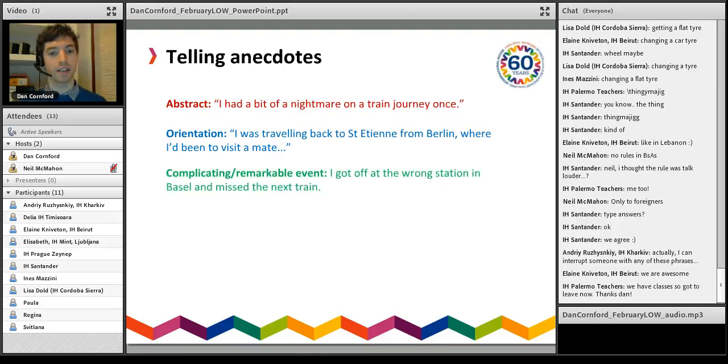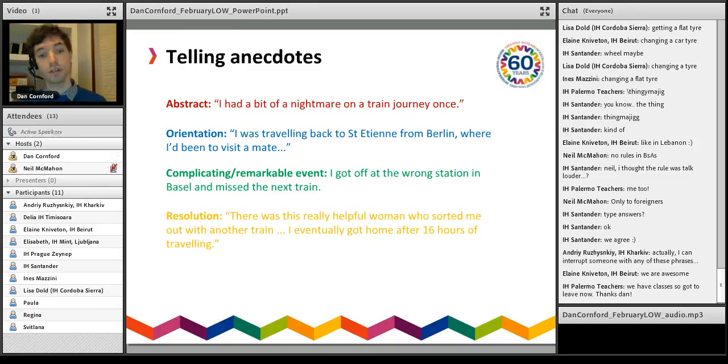Then the events, definitely complicating rather than remarkable, nonetheless. Basically, I got off at the wrong station in Basel and missed the next train. Obviously, I gave you a lot more detail than that, but that was the gist of the event. The resolution: there was a really helpful woman at Basel station who sorted me out with another train, and I eventually got home after 16 hours of travelling. The coda, the moral of the story: should have paid for the plane ticket.